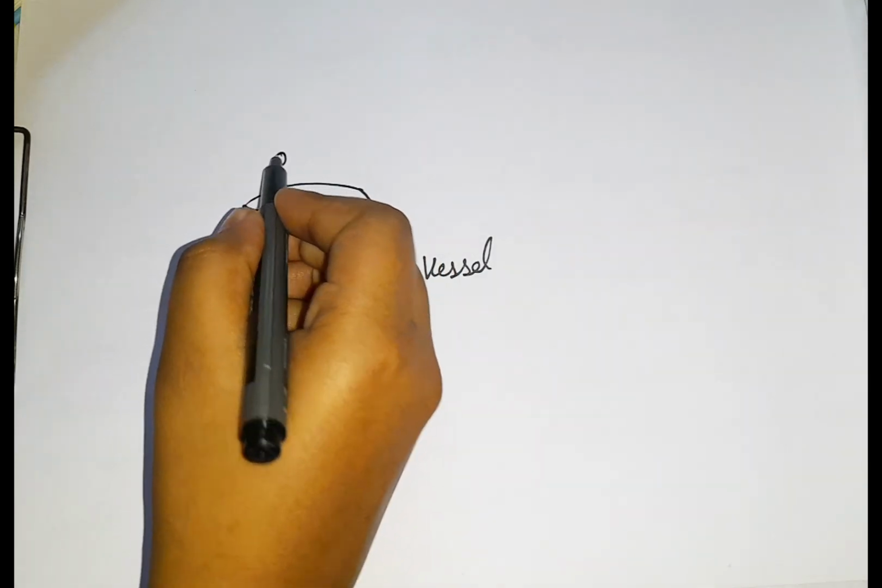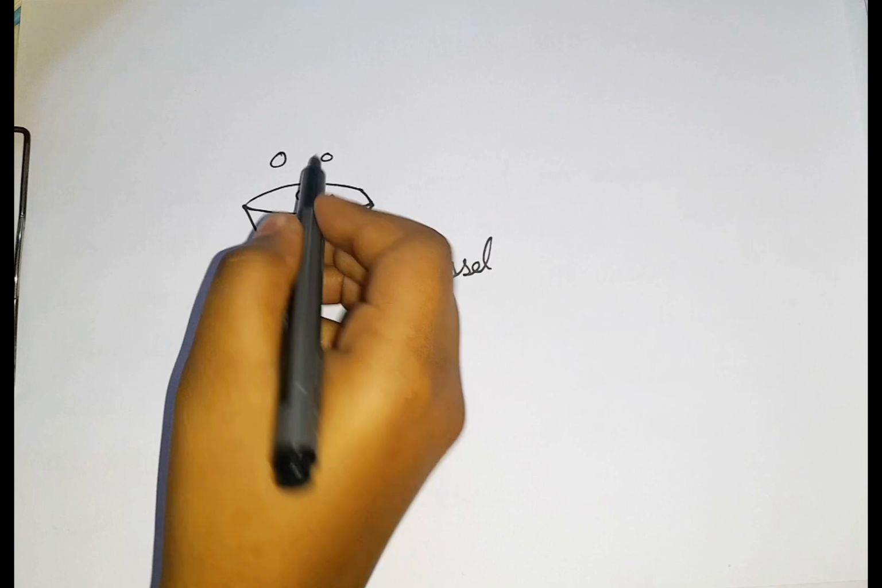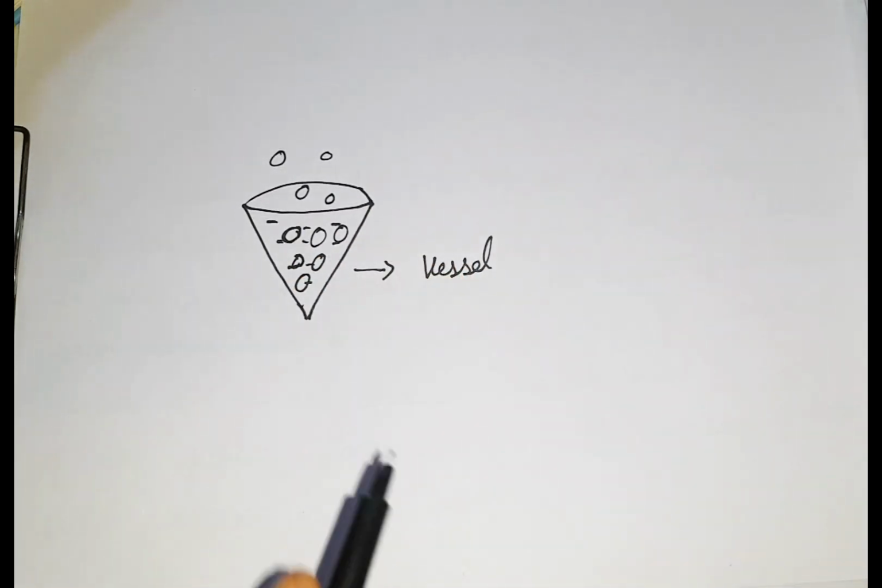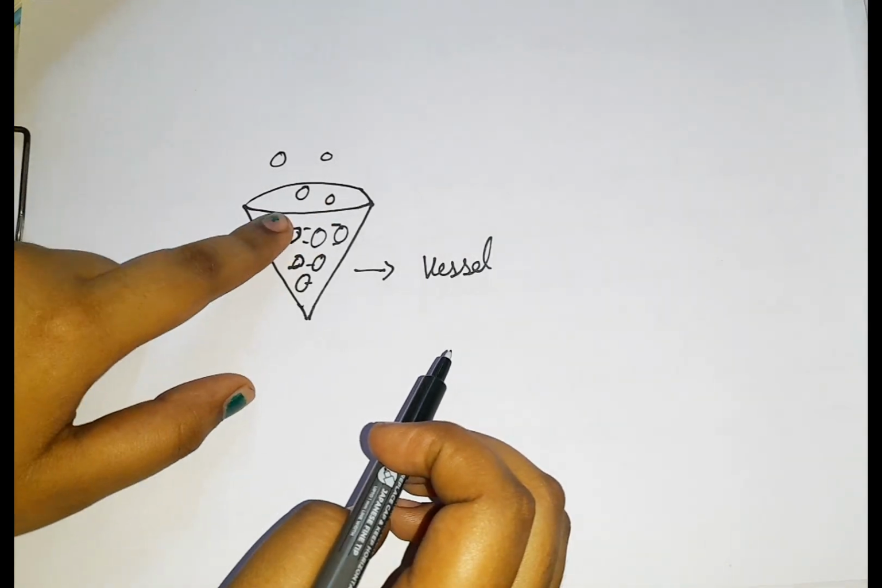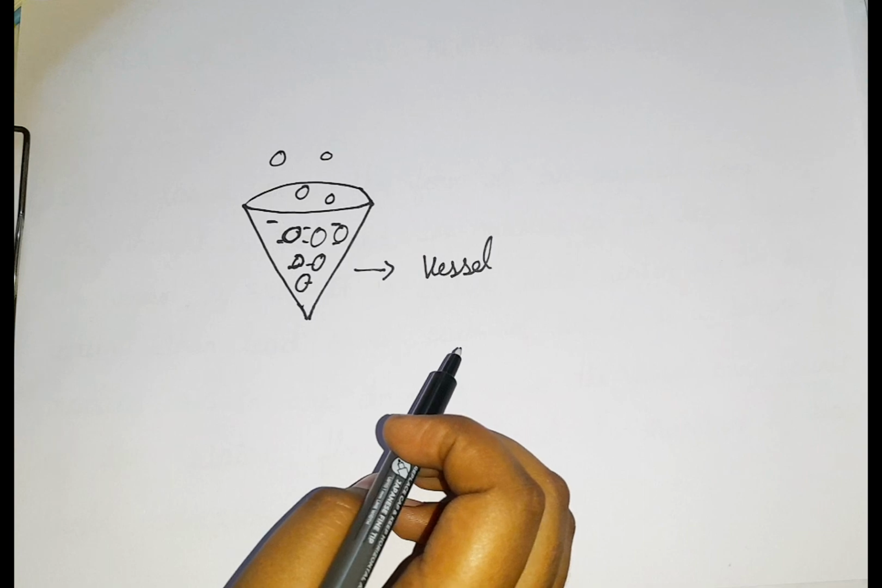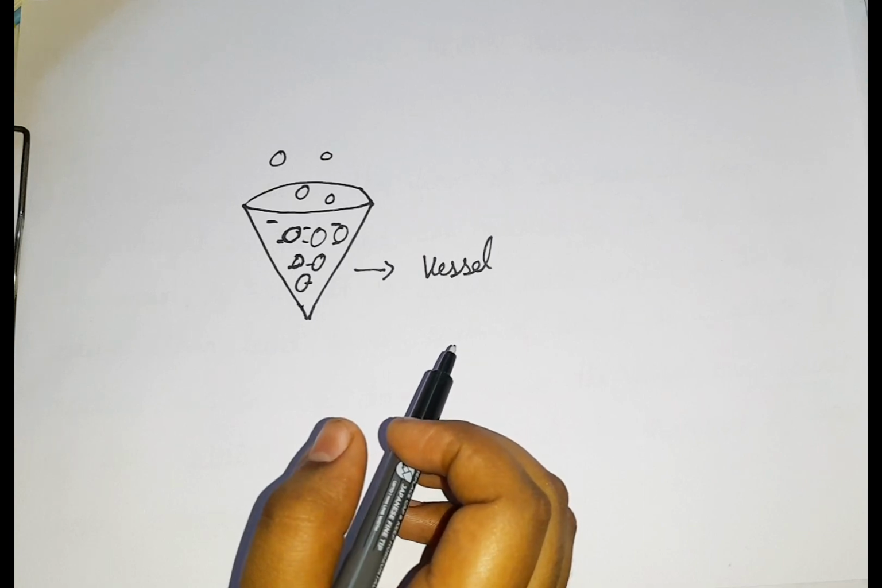So we are just dropping the lead shots inside the vessel. Okay, you can just think like that. These are the lead shots. Lead shots means a round shaped thing which is made up of lead. That is the meaning of lead shots. I will show the image.